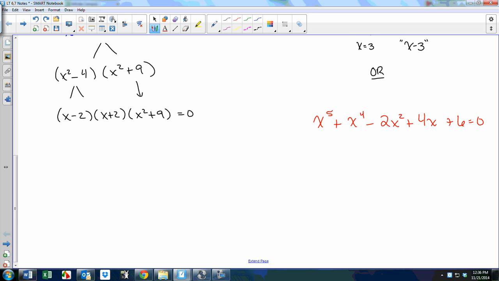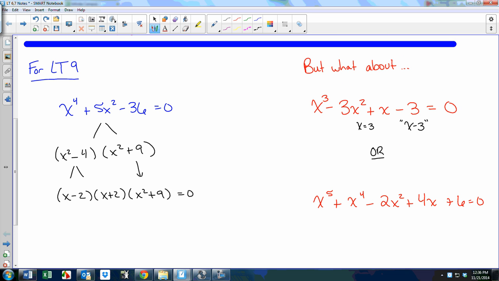In learning target 9, the final target of the unit, the question's just going to say solve it, period. Solve it any way you want. And if you were doing x to the 4th plus 5x squared minus 36, you could factor it using our factoring techniques and solve it. If you're doing one of these two examples over here on the right, say you were doing this one: if you're comfortable with factor by grouping, factor it by grouping. If you're not, this lesson's for you.